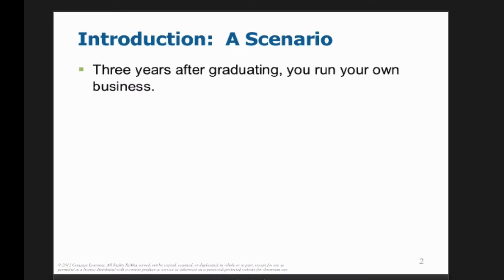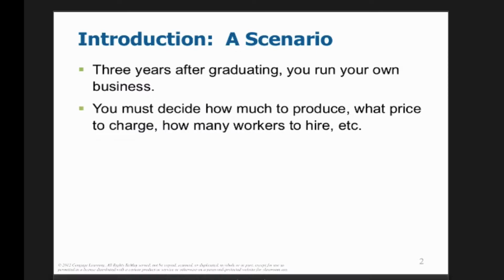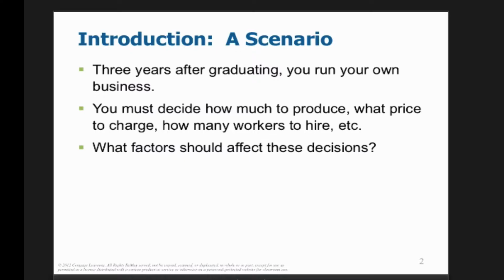So 3 years after graduation, so for you seniors, 7 years from now, you've started your own business. You have to decide how much of whatever it is you're producing to produce, what price to charge for it, how many workers you need, etc. So the question is, what factors should affect those decisions? We know there's a lot of factors that will affect them, but which ones economically should actually be factoring into your decision-making process? Your costs, definitely, what we spent all last chapter talking about.